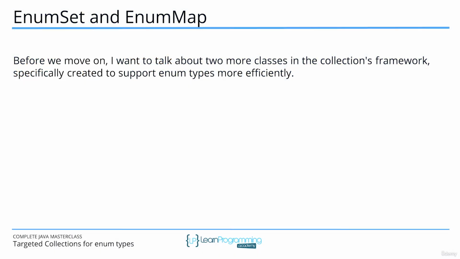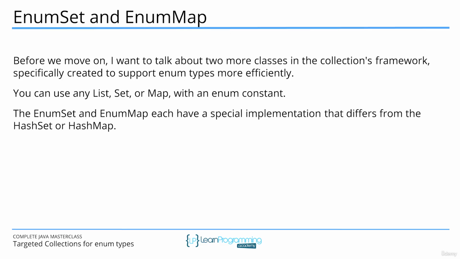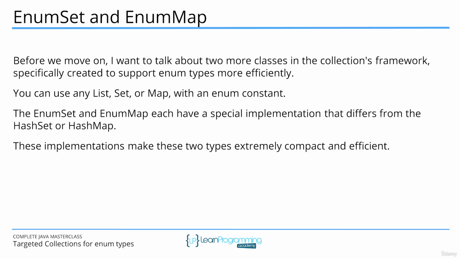Before we move on, I want to talk about two more classes in the collections framework, specifically created to support enum types more efficiently. You can use any list, set or map with an enum constant. The enum set and enum map each have a special implementation that differs from the hash set or hash map. These implementations make these two types extremely compact and efficient. There's no special list implementation for enum types.